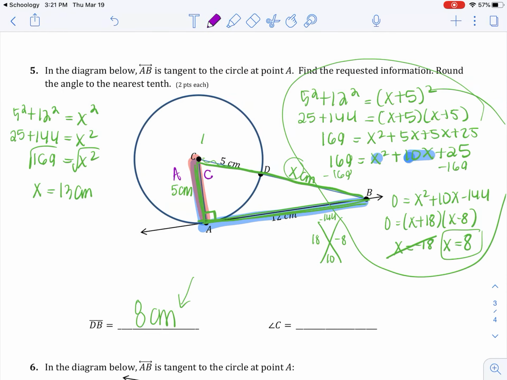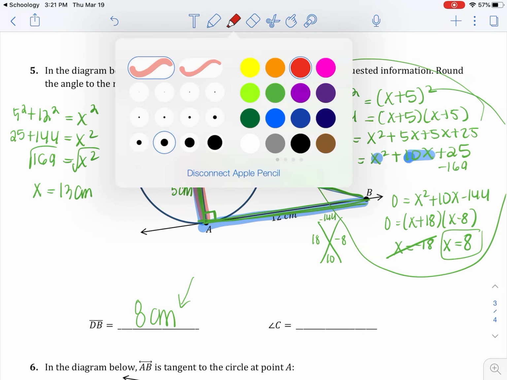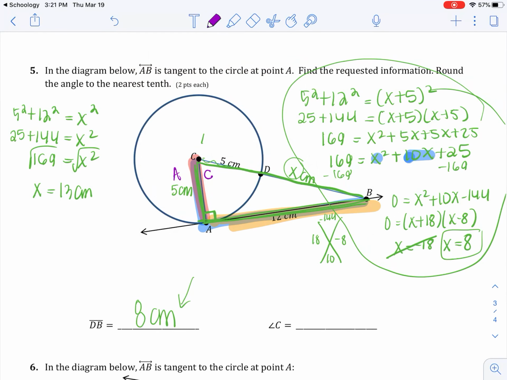Let me change colors here. This piece right here, which is the adjacent side. And then this piece right here, which is the opposite side. So use tangent. Tangent of C equals opposite, which is 12, over adjacent, which is 5, and then tangent inverse both sides. Okay, so now I'm going to put this in my calculator. And I get the angle is 67.4 degrees.